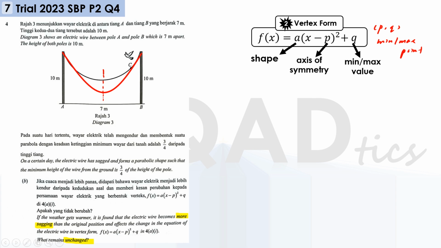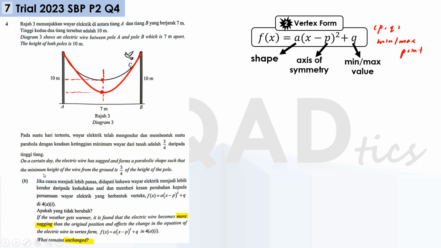The value of a is not the answer, because if you compare the shape of both of these graphs, the red wire is wider. So a is not the answer. And for the value of q, if you compare the minimum values, for the black wire it is here, but for the red wire it is here, which is actually different. So q is not the answer.